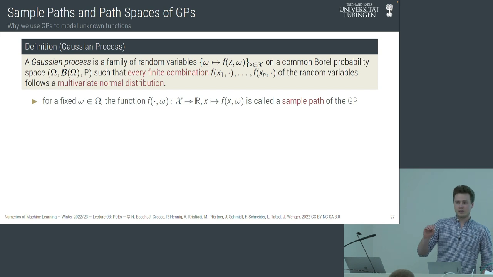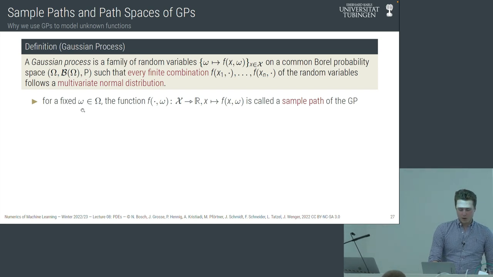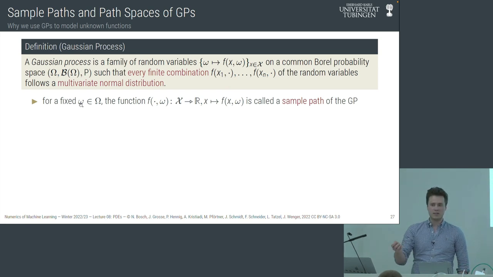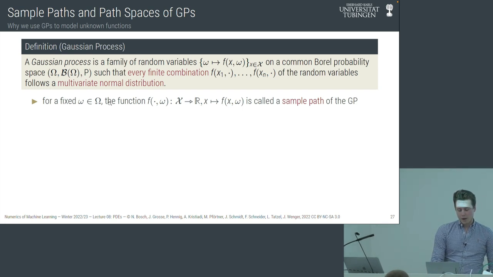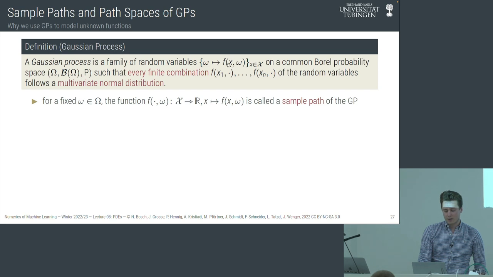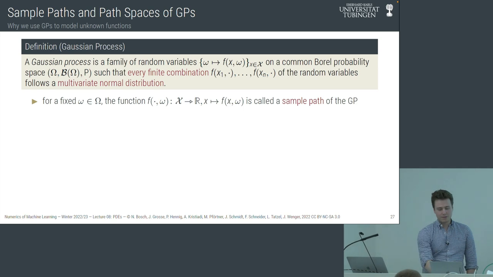If we actually fix one such value, so imagine that we were to continuously sample a function, a sample path from a GP, we would do this in the following way. We would fix an omega. So we would essentially say, well, random number generator, generate a random event. And then we transform that omega via all these functions. For every x, there's one such function. And if we fix omega, then we get one such function by looking at the collective of all of these f_x's with omega fixed. And this is what's called a sample path. This is what we talk about when we say we want a sample path of the GP.